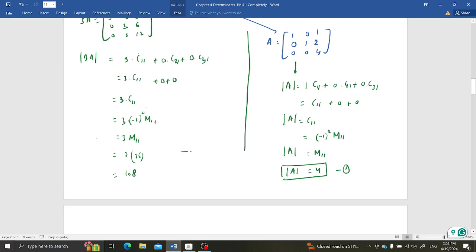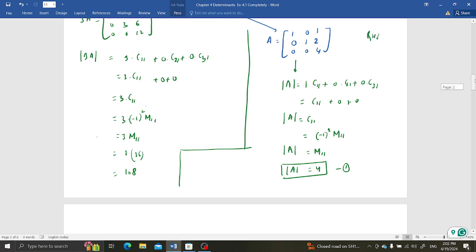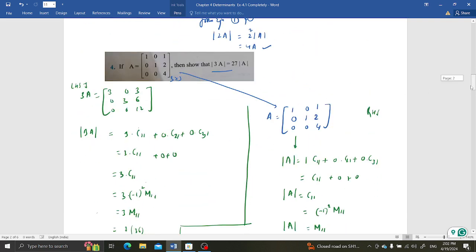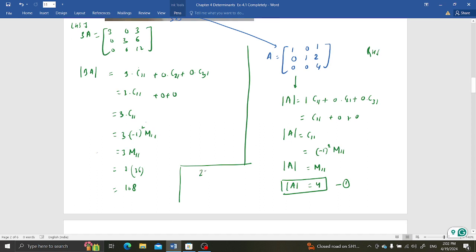Now what I need to do here, this is our RHS I said, for which I need to multiply by 27. So 27 into the determinant of A. Actually this is 3 raised to power 3 into the determinant of A, that is 27 times the determinant of A, 27 into 4, again we get 108. So LHS equals RHS, hence these things are satisfied.